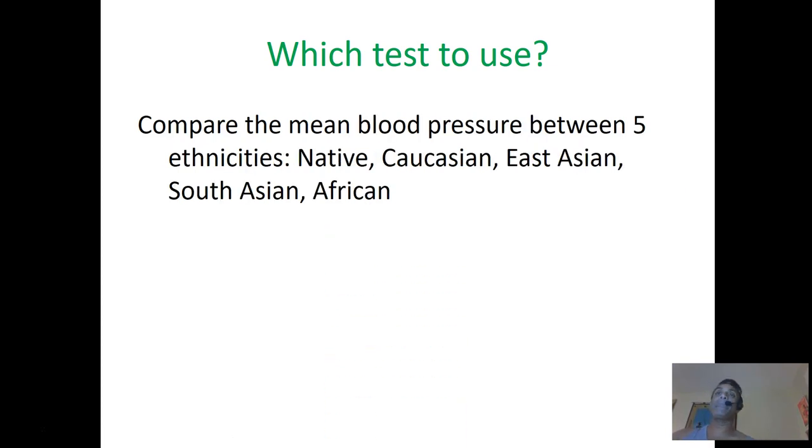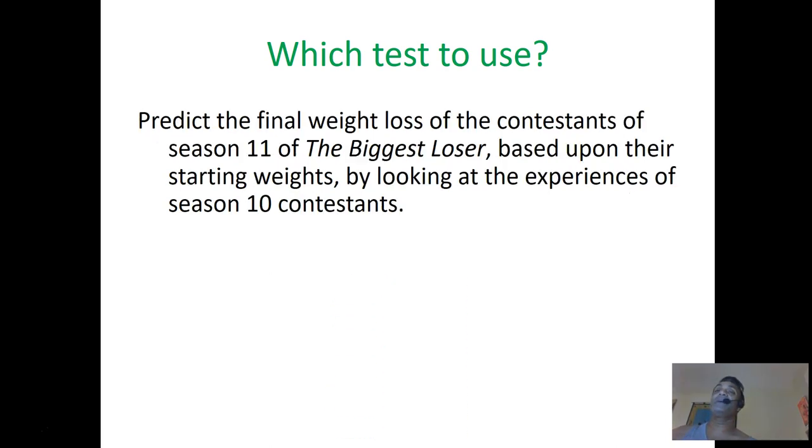We're comparing the mean blood pressure between 5 ethnicities. All right, that's going to be an ANOVA as well, because mean blood pressure. But how many categorical variables do we have here? Well, 1, ethnicity. See, it's not 5, it's only 1. There's only one variable there. So one-way ANOVA.